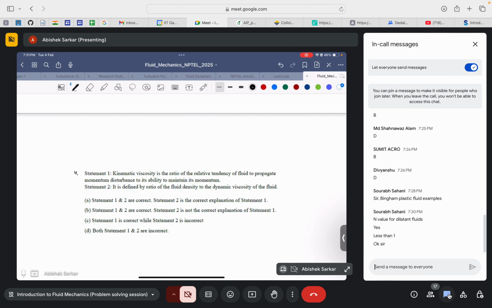Kinematic viscosity is the ratio of the relative tendency of the fluid to propagate momentum disturbance to its ability to maintain its momentum. It is defined as the ratio of fluid density to the dynamic viscosity of the fluid. So which of the options are correct?